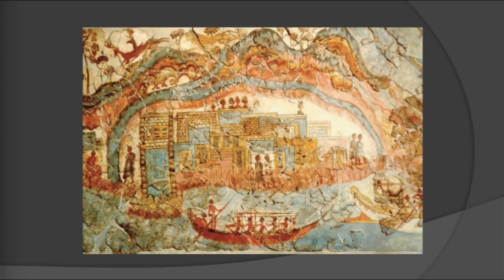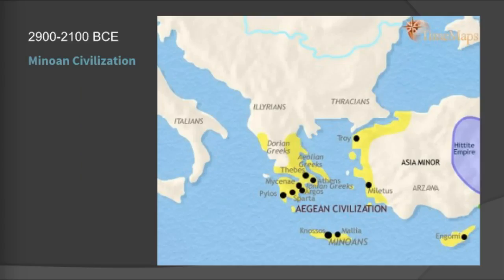This is another example of their colorful, almost fantastical treatment of nature, and this carries on to the Mycenaeans as well. So this is what the Minoan civilization looked like. This map shows some of the other regions of Greece. These are different cities that were built by mainland Greeks, but essentially taken over by the Minoans, just by their trade influence. So here you can see how strong they were in the region.